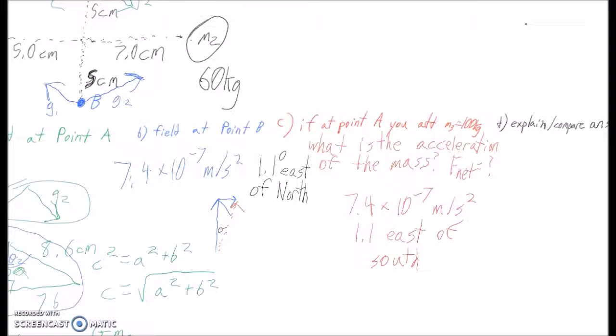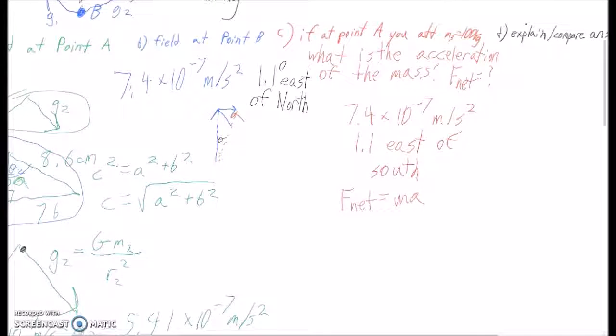What is the F net? Well, F net is always ma, right? Well, we have the acceleration, so we just need to multiply by the mass. Mass is 100. Multiply it by 100, so 7.4 times 10 to the negative 5 meters per second squared, because multiplying by 100 adds 2 to that exponent, and the same direction, east of south.